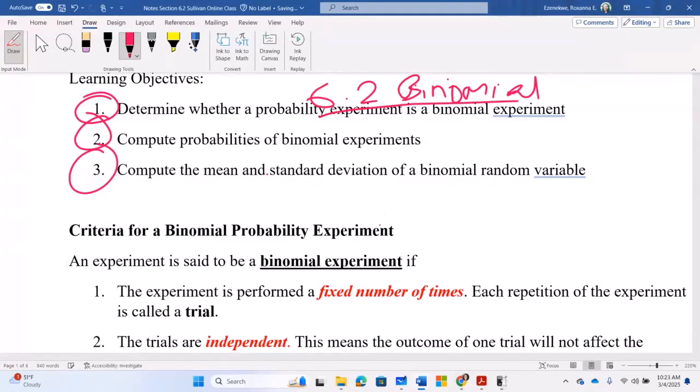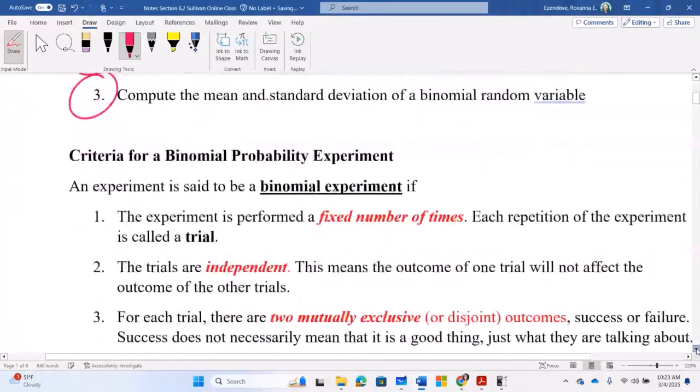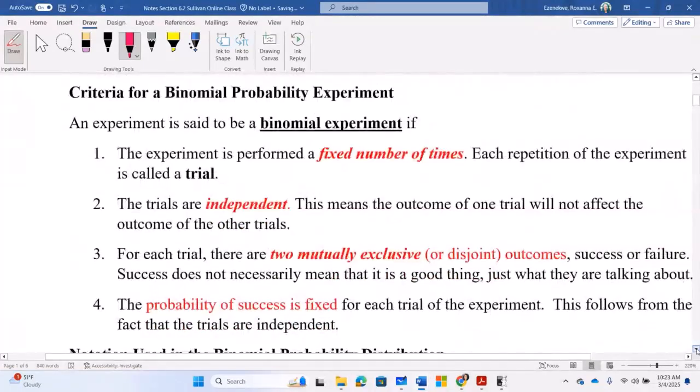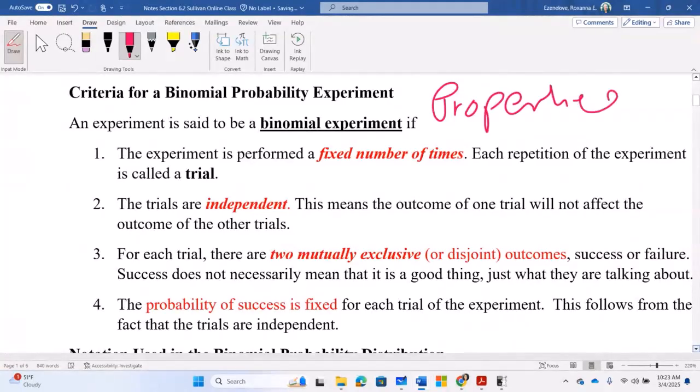So what we do is go to the criteria for binomial probability. In other words, the properties. So you know these criteria. An experiment is said to be a binomial experiment if, one, the experiment is performed a fixed number of times. In other words, sample size must be given to you. That's what it means, a fixed number of times.